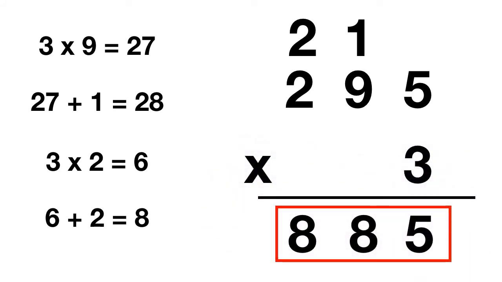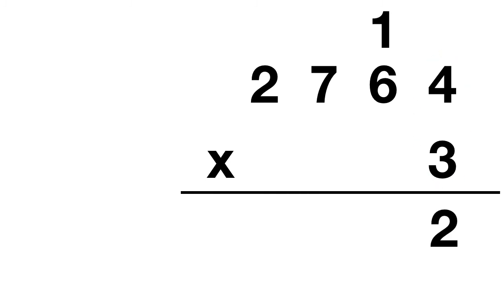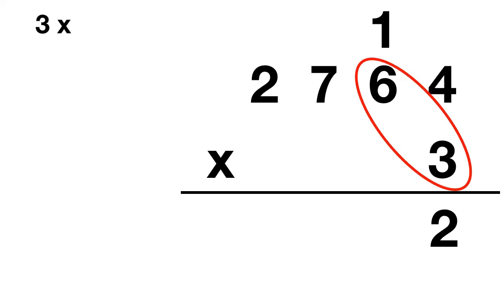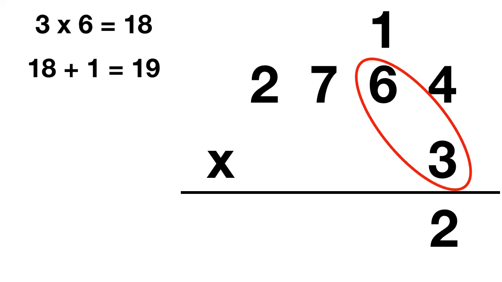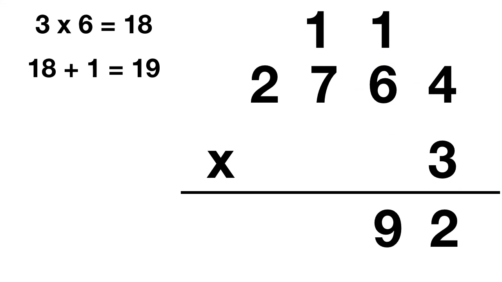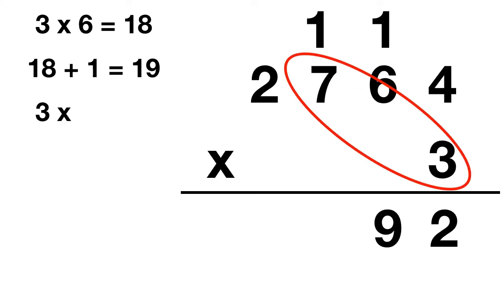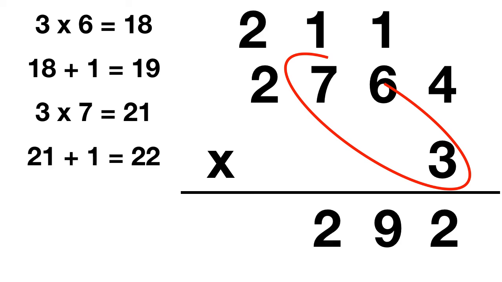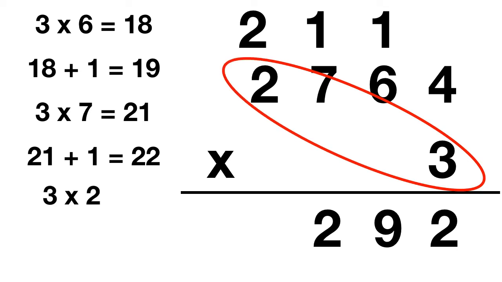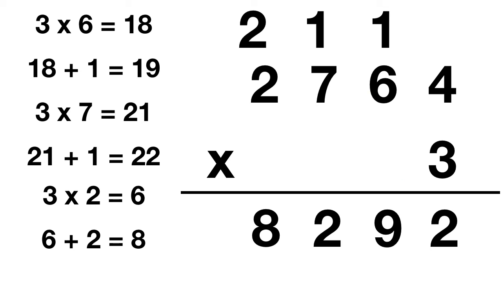Last problem for today. Let's multiply 2,764 times 3. We'll start with your 3 times 4 to get 12. Then 3 times 6 is 18, plus the 1 is 19. You keep moving. 3 times 7 is 21, plus the 1 is 22. And finally, 3 times 2 is 6, plus the 2 on top is 8. 2,764 times 3 is 8,292.